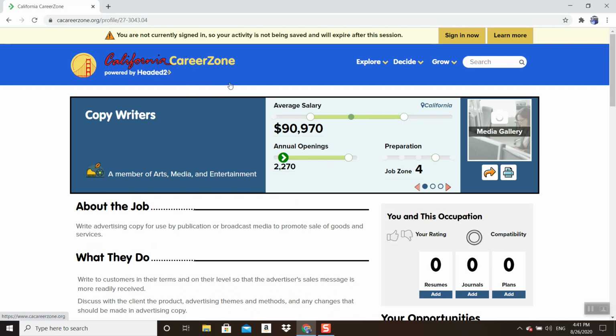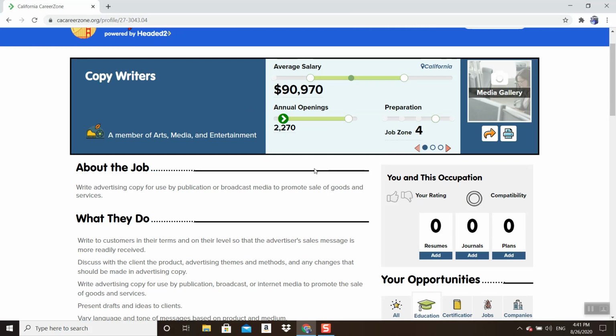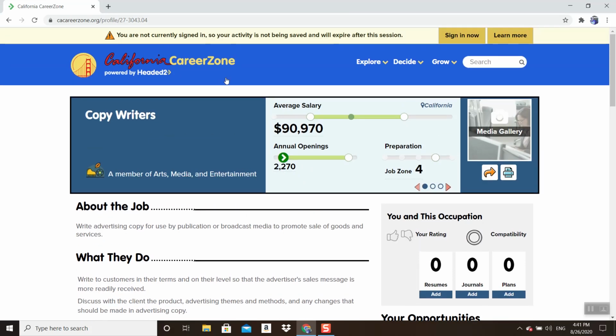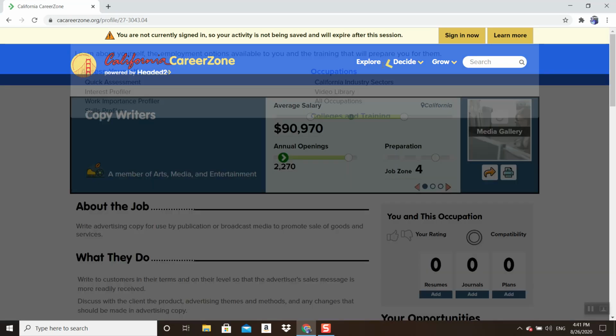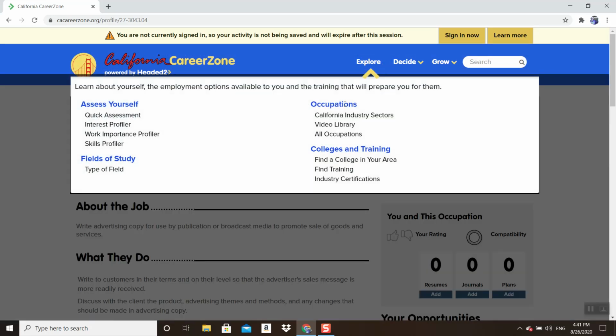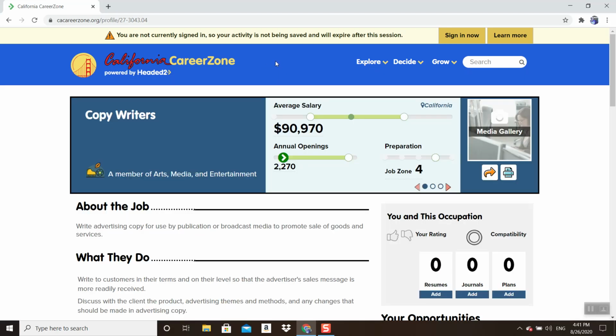This Career Zone, I think, is great for middle school students. It's really simple, really easy on the eyes to explore. So you can go to your occupations, your colleges, take different assessments. You can take the longer assessment. But I hope this helps.